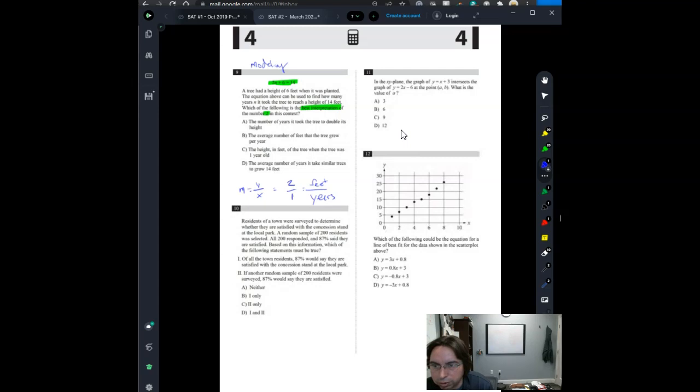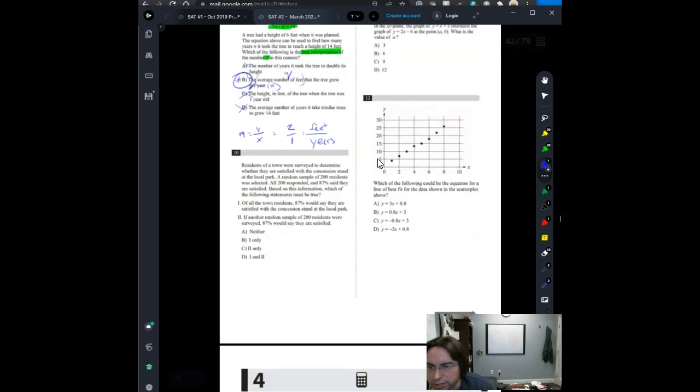The number of years it took the tree to double its height, no, that's not it. The average number of feet that the tree grew per year, that looks like it right there. Let me double check. The height in feet of the tree when it was 1, no, that's not it. The average number of years it took similar trees, no, that's not it. So yeah, B is the answer choice there. The average number of feet, so that's the y unit, that the tree grew per year, so that's the x.